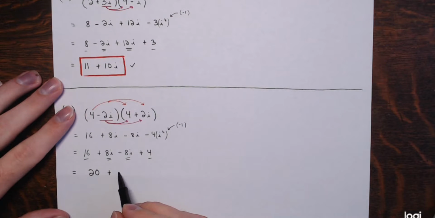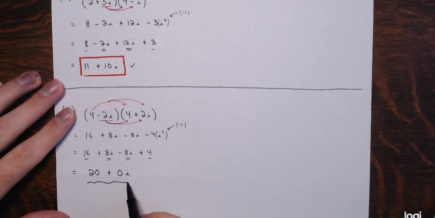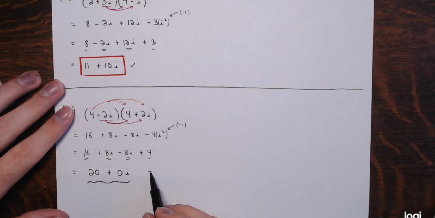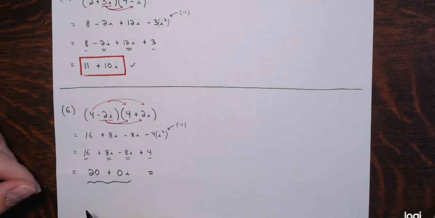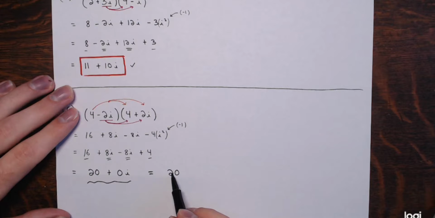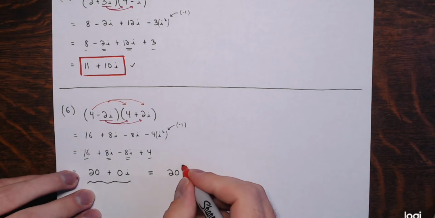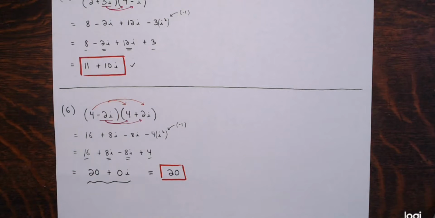Now you could write it. There's nothing wrong with this. This is totally fine. 20 plus 0i. It's just, as I've been saying throughout the video, adding 0 is kind of silly. It doesn't change the value of anything. So really this is just the number 20. And that's what I'd accept as the final result here. Now again, you can put 20 plus 0i, there's nothing wrong with that at all. It's just, again, adding 0 means nothing. So this is the number 20.